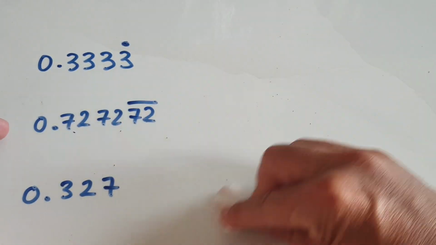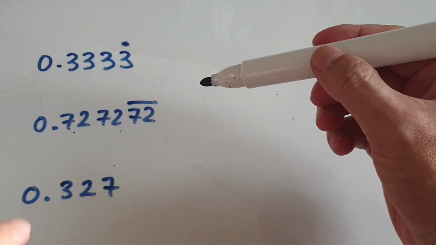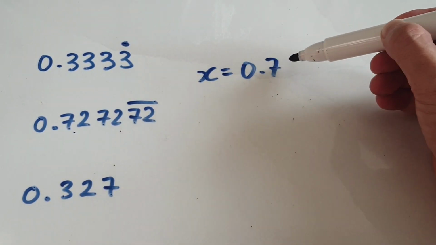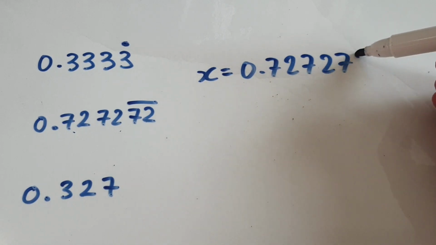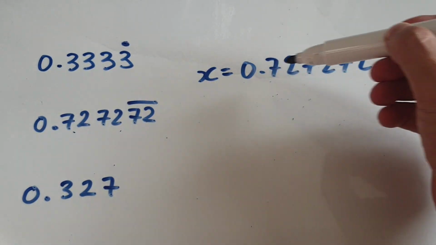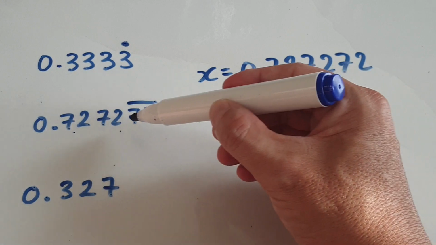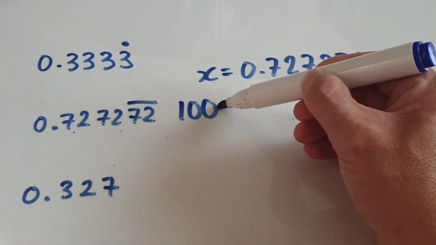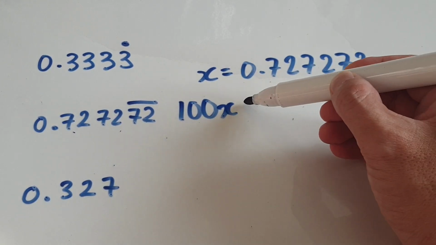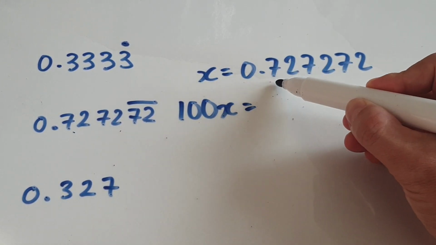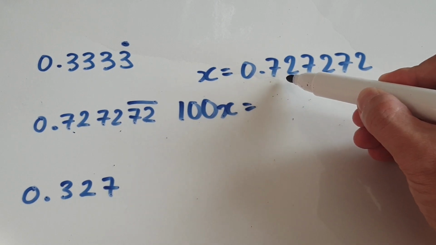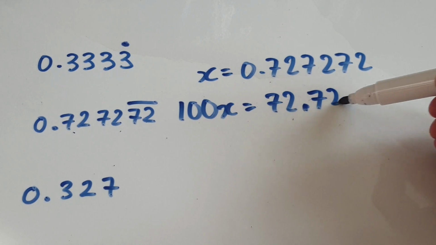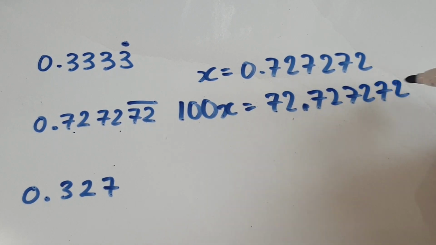For this one, it repeats every 2 digits. So let x be this number, 0.7272, and it goes on forever. So just leave it as it goes on forever. Times both sides by 100 this time because it repeats every 2 digits. So when you times this by 100, you move this back 2 places, 1, 2. So that would be 72 point, and then it repeats itself, 7272 and so on.